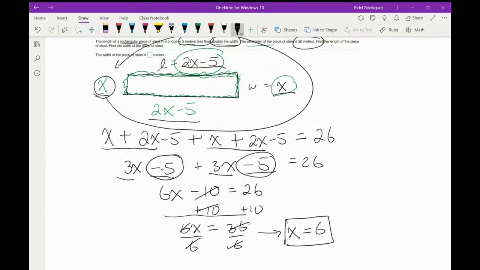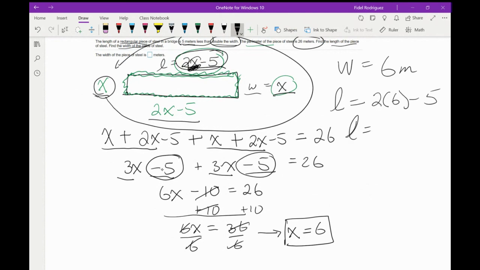Okay, so now that we've gotten that piece, let's figure out what they're asking us to do. It's asking us to find the length and the width, right? So remember, the width was x. So I'm going to say the width is 6, and this is in meters, so I'm going to put 6 meters. And the length, remember what we were calling the length? We were calling it 2x minus 5. So I'm going to say this is 2 times 6 minus 5, because I'm putting that 6 right in here.